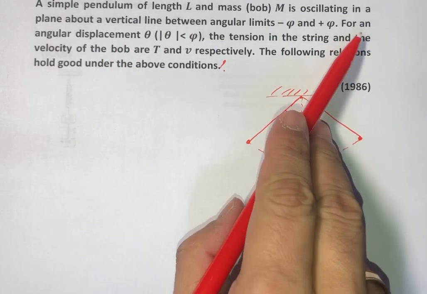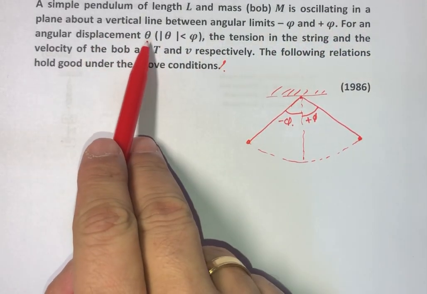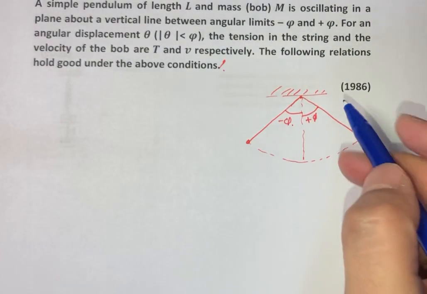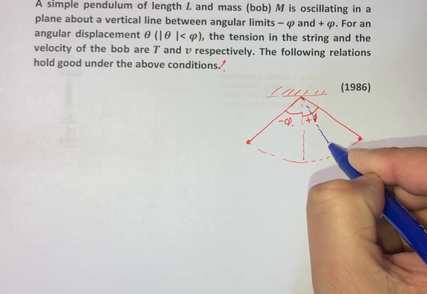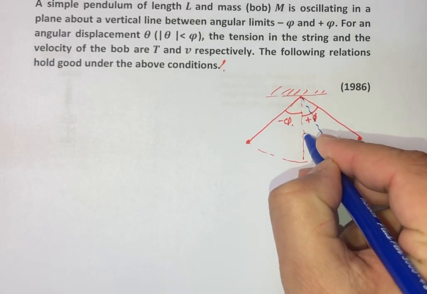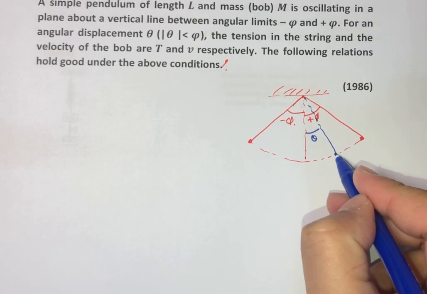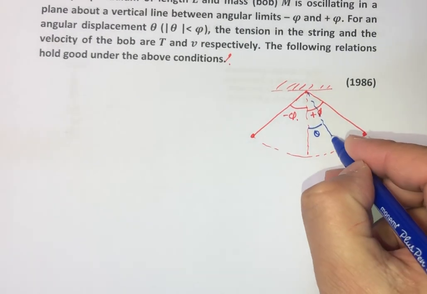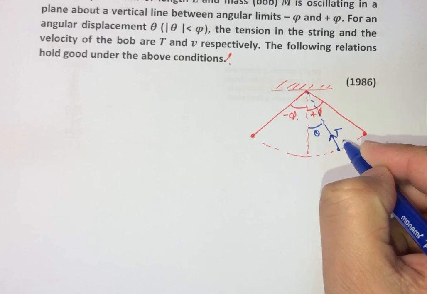It is given that for the angular displacement of theta, so let us draw the angular displacement of theta, which is less than φ. So this is the angular displacement of theta, so this angle is theta, and at this position it is given that there is a tension T and velocity is V.